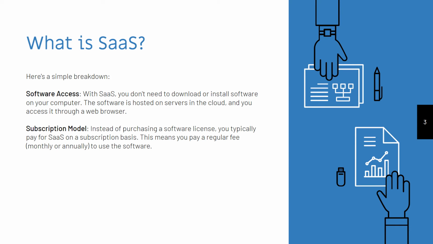Subscription model. Instead of purchasing a software license, you typically pay for SaaS on a subscription basis. This means you pay a regular fee, monthly or annually, to use the software.